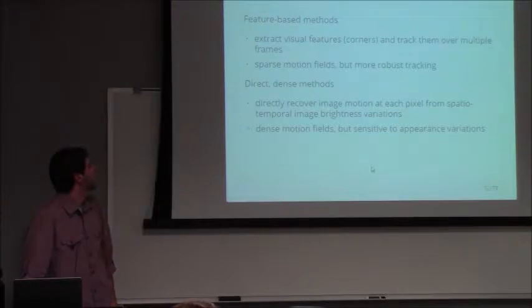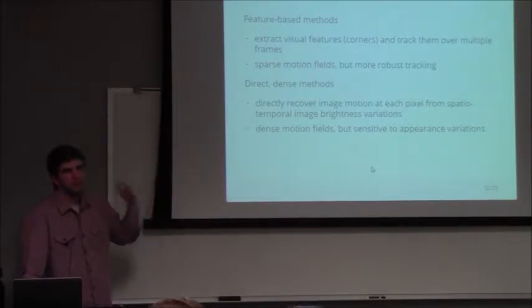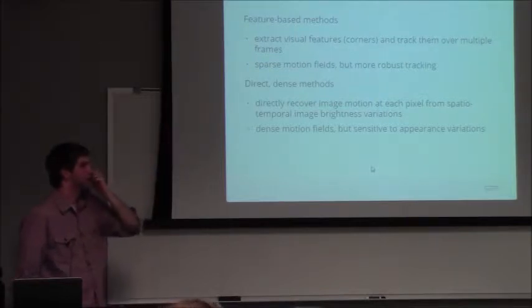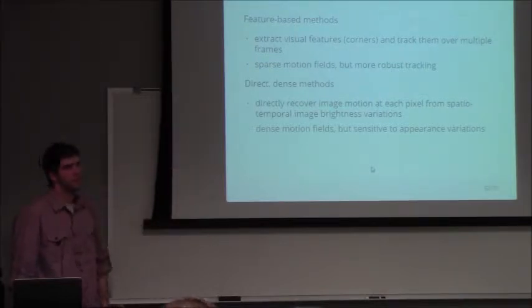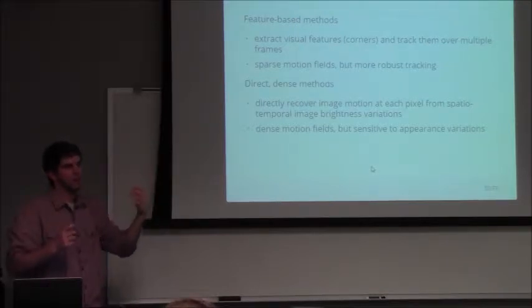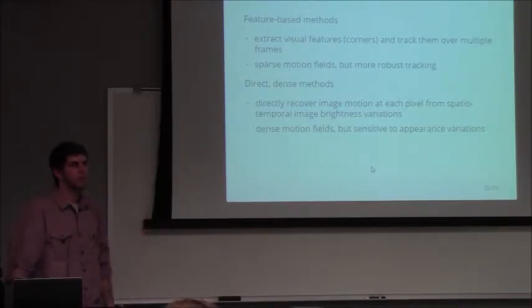Okay, so I'm not going to go too much into this, but essentially they use feature-based methods, which are using those SIFT features that we just talked about, tracking them over time, and then these direct dense methods. All you really need to know is that the feature ones give you more robust tracking, and the dense ones are sensitive to appearance. So things like brightness in the image. If you're outside, that's going to make it harder to understand where something is or where it went.